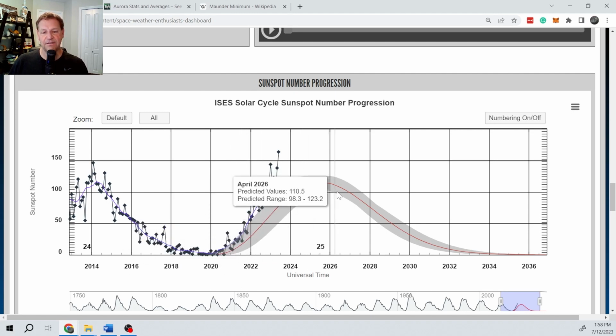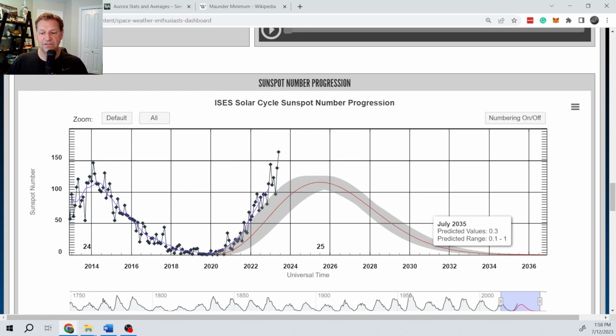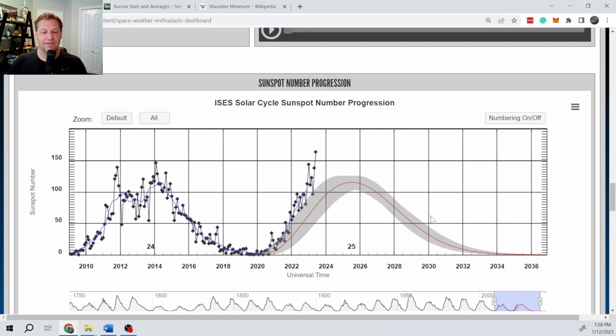The red line is the forecast, and you can see that the numbers are quite a bit above forecast, which is always promising and makes aurora hunters happy. You can see that the last cycle was a little odd looking. It looks like we're going to be quite a bit above the last cycle, cycle 24, which was in the 2010s, basically the 20 teens. And it was abnormally low.